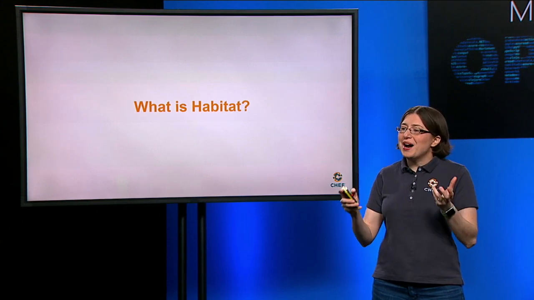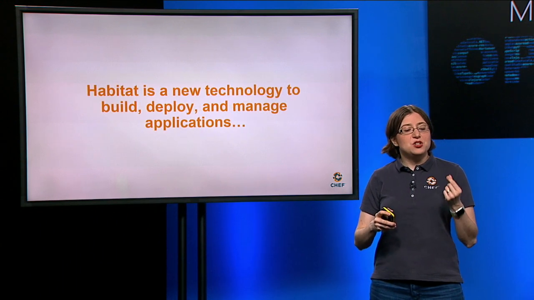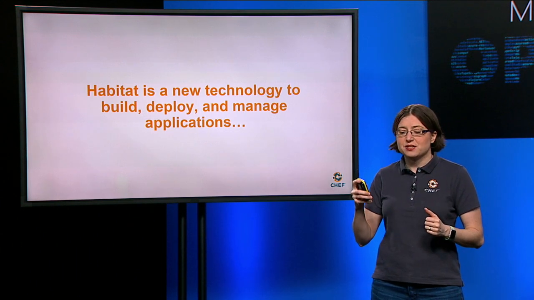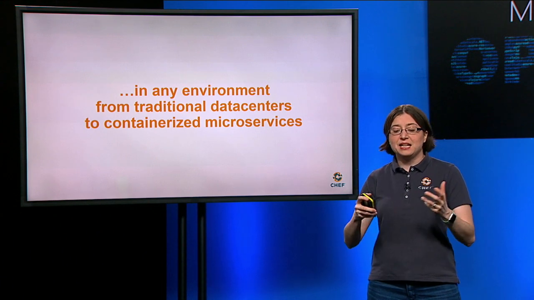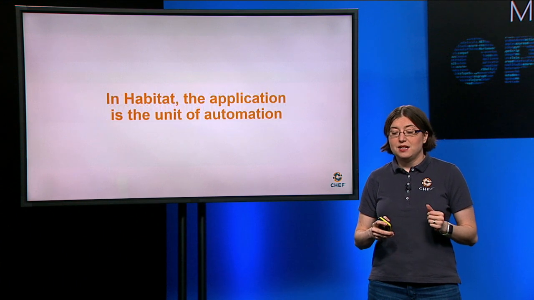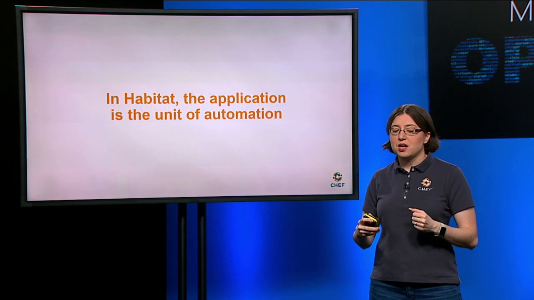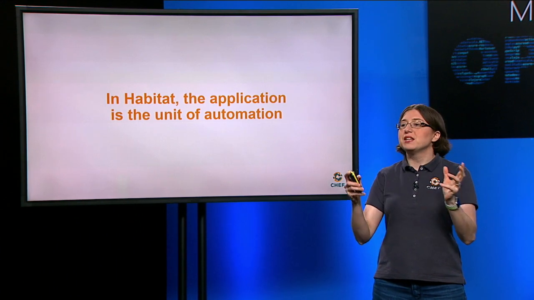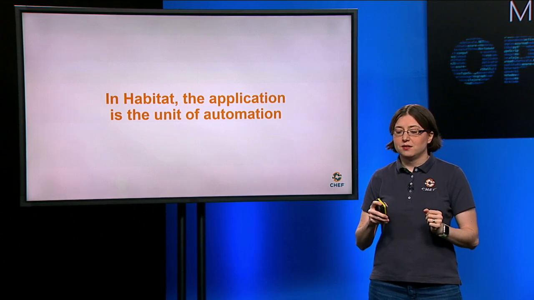Now let's cover what exactly Habitat is. Briefly, Habitat is a new technology to build, deploy, and manage applications in any environment, from traditional data centers to the bleeding edge containerized microservices of today. In Habitat, the application itself is the unit of automation. That application package we create contains everything we need to deploy, run, and manage the application.